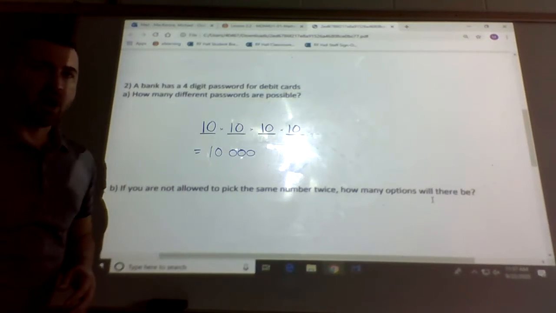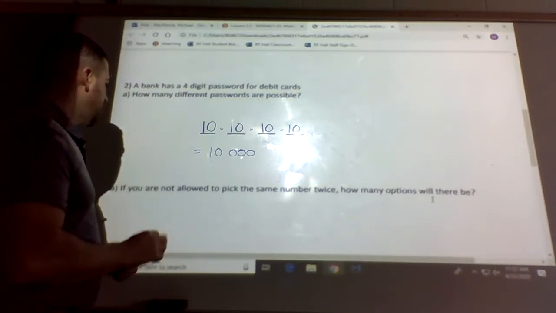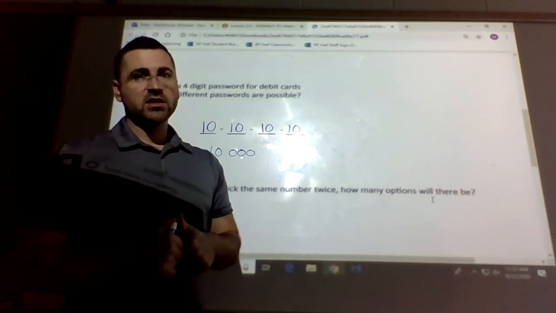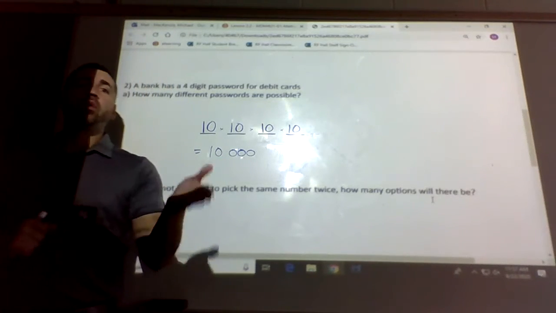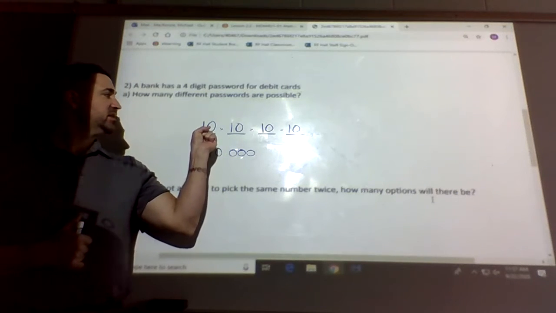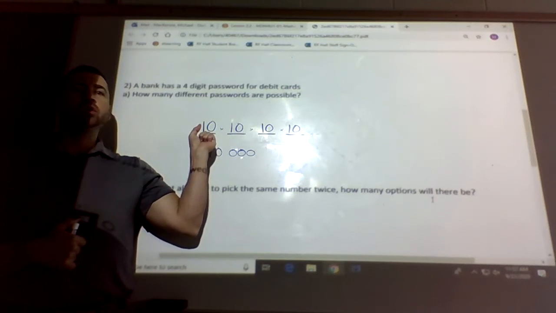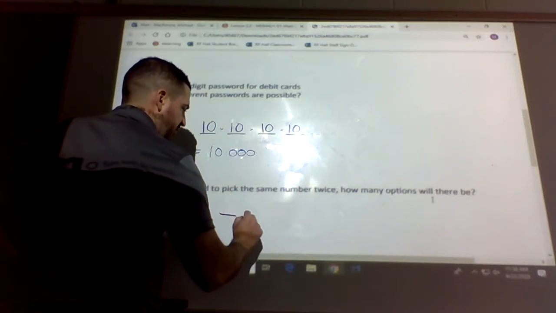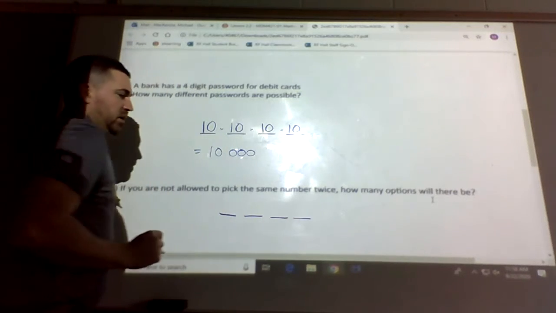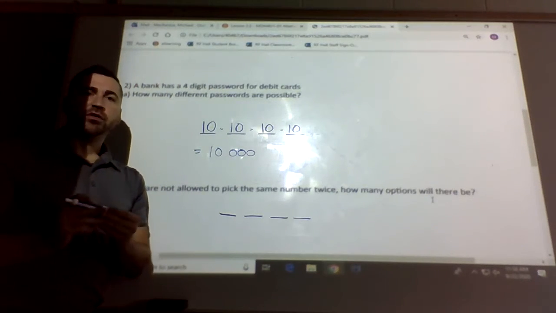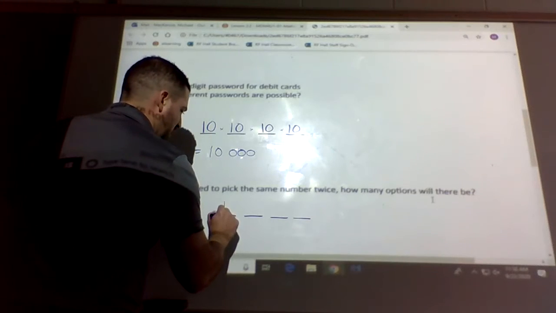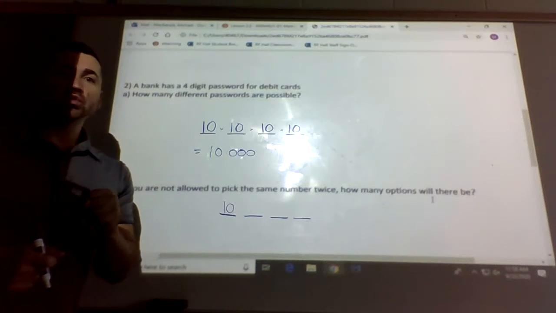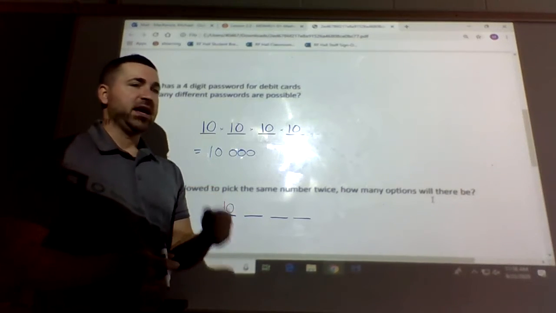Okay, now the next part of the question says, what if you weren't allowed to pick the same number twice? So you weren't allowed to use the same number more than one time. If you picked, say, 8 for this spot, you can no longer use 8 again in the rest of the spots. So we have 4 spots once again. In the first spot, you have options from 0 to 9, so you have 10 numbers to choose from.